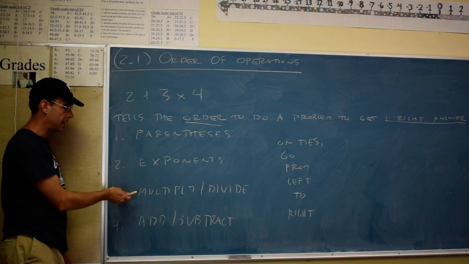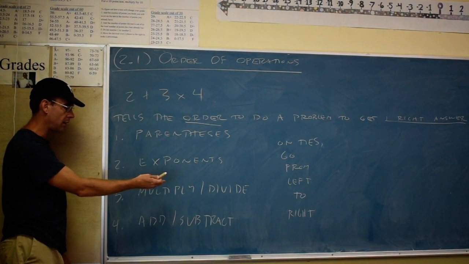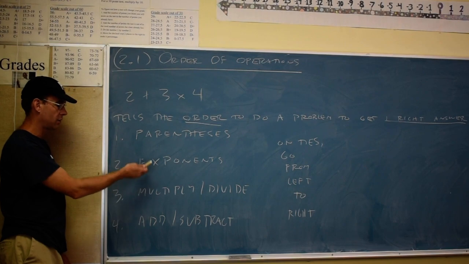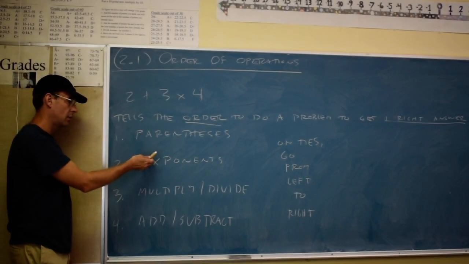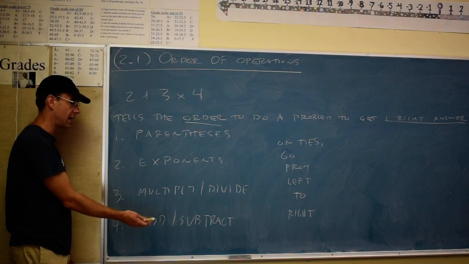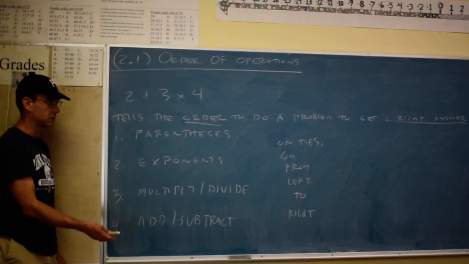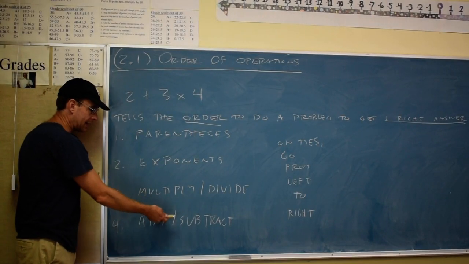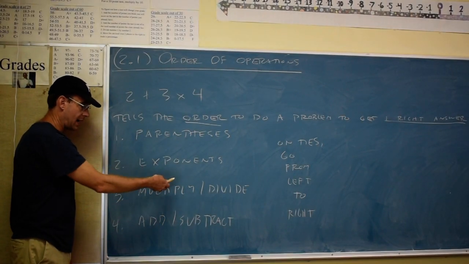Third place is a tie. Multiply and divide tie with each other. You would do multiply and divide not until after you've handled all the exponents and parentheses. And then last place is add and subtract. Add and subtract you're going to save for last once you've worked out everything else that there is to work out. I mentioned ties twice. Add tied with subtract. Multiply tied with divide.